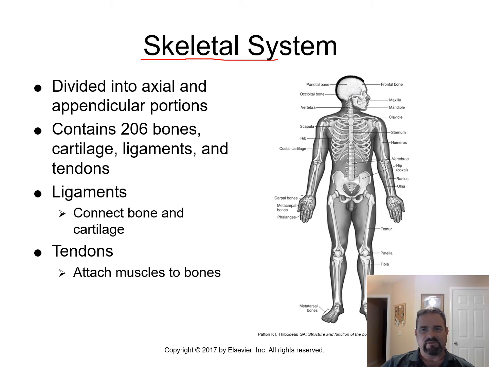So in radiography, we deal primarily, but we do have to keep in mind all the other systems as well, with the skeletal system. It is divided into 2 portions, the axial and the appendicular portions. Your axial is your center body mass, okay, your trunk. Your appendicular portions would be everything else. It's your appendages. Your total skeletal system is 206 bones, connected with cartilage and ligaments and tendons. Ligaments connect bone and cartilage, and tendons attach muscles to bone.